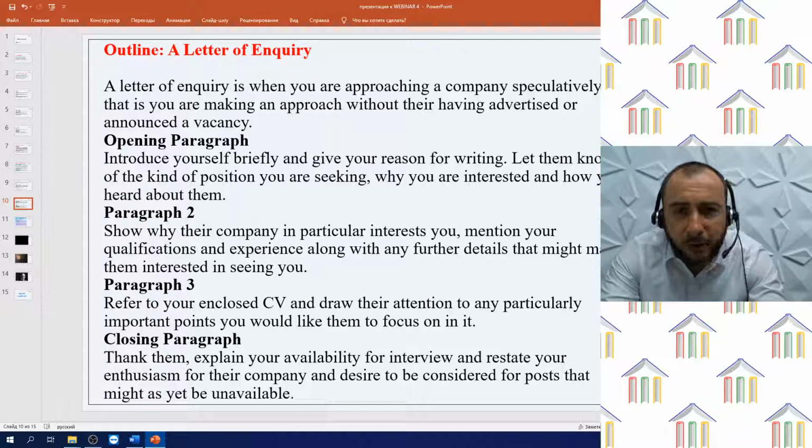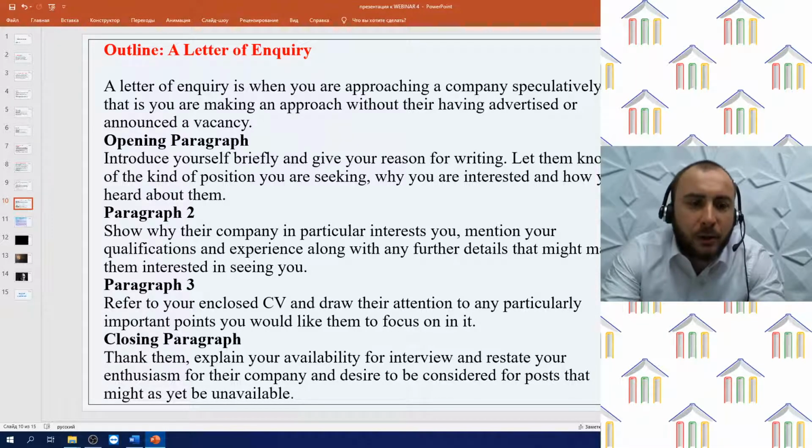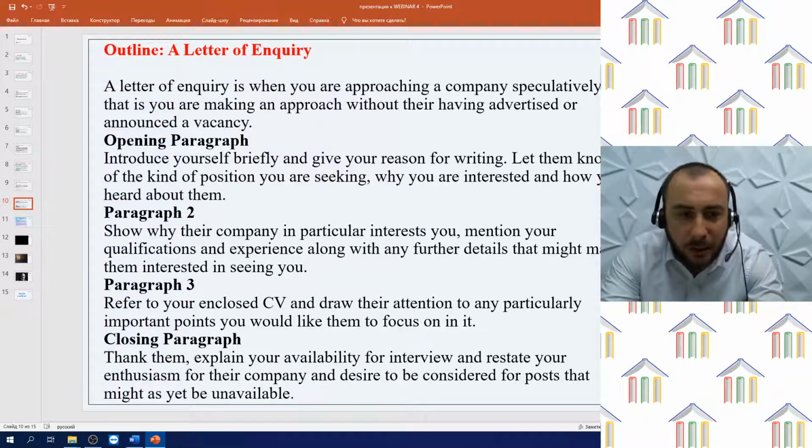Let them know of the kind of position you are seeking, why you are interested, and how you heard about them. Paragraph 2. Show why their company in particular interests you. Mention your qualifications and experience along with any further details that might make them interested in seeing you.